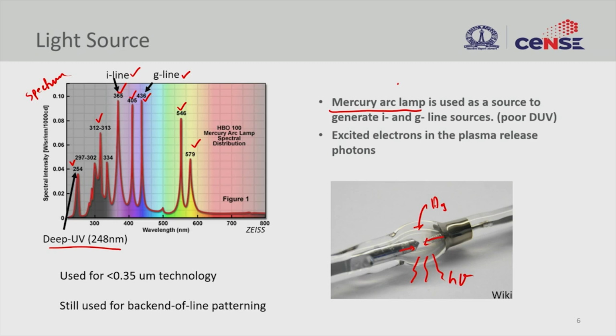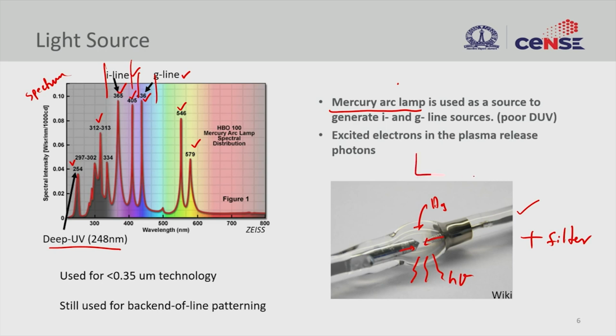As I mentioned, we don't want all these emissions, so we will restrict ourselves to a particular region. If I filter the I line, we call it an I line light source, and I can also filter out the 436 and use it. So these are all different regions one can use, and the lamp light source cannot be used standalone, because it emits all these wavelengths. That is the reason you should always have a filter, so that you can filter out a particular region.